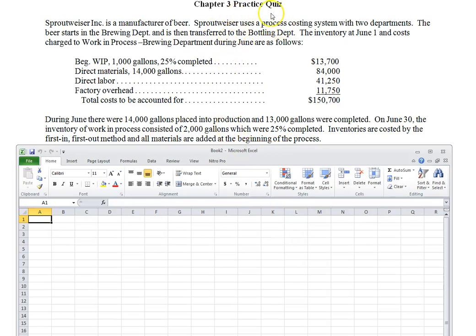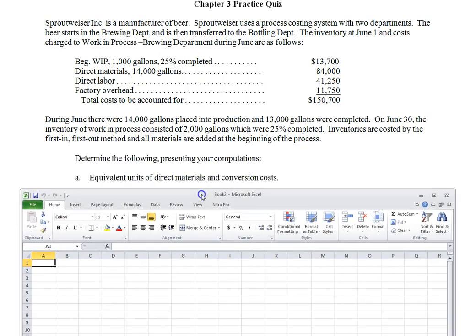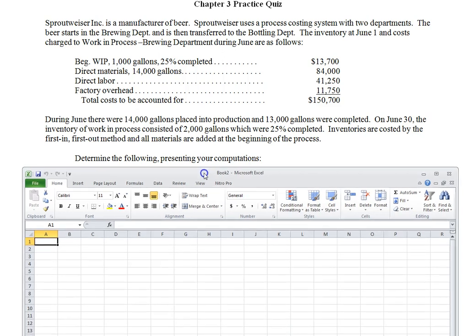Today we're going to be looking at the Chapter 3 practice quiz. I'm going to be using Microsoft Excel to solve this. It'll do the calculations for me. To get started here, we really need to figure out the equivalent units of direct material and conversion cost.